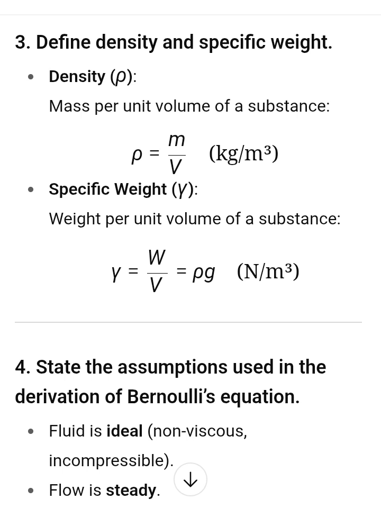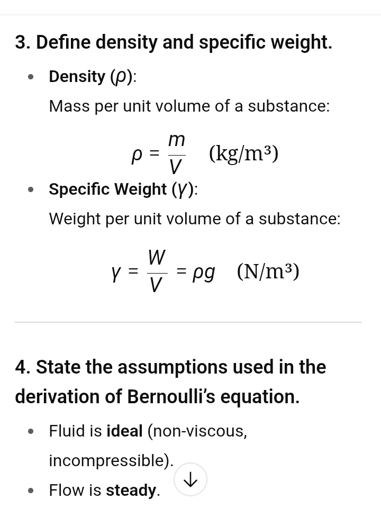Third question: define density and specific weight. Density is rho, specific weight is small w or gamma. Density is the mass per unit volume of a substance. Rho equals mass divided by volume. Unit: kilogram per meter cube.